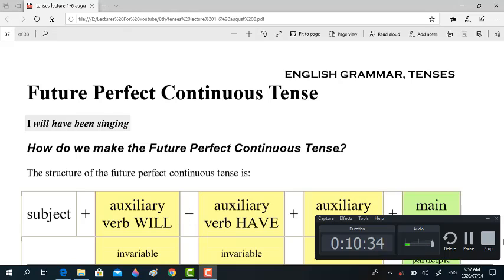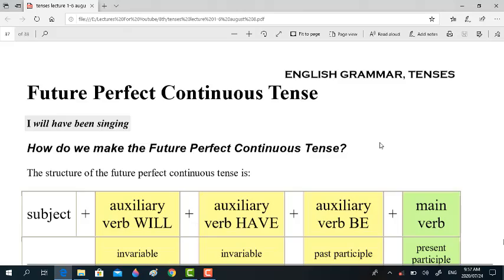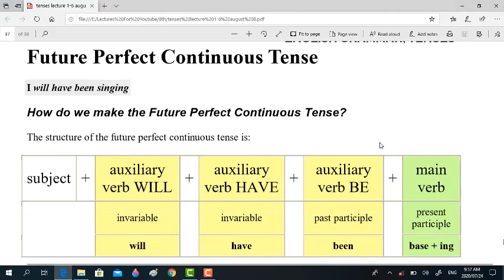Now comes the last topic of the tenses, the future perfect continuous tense. Look at the example, I will have been singing. The formation is so simple because we are accustomed to doing this. We have done the same structure in the previous tenses, so it shouldn't be that difficult.